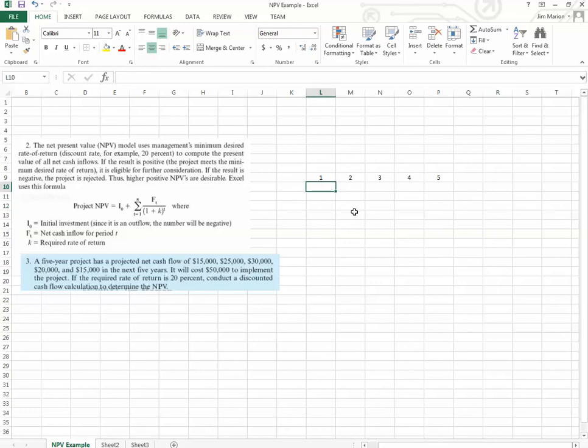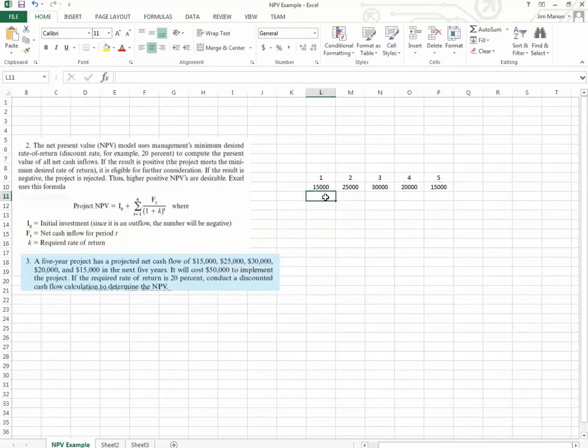So that's the next 5 years. And what do we have? We've got 15,000, 25,000, 30,000, another 20,000, and finally, 15,000. That's over the next 5 years.